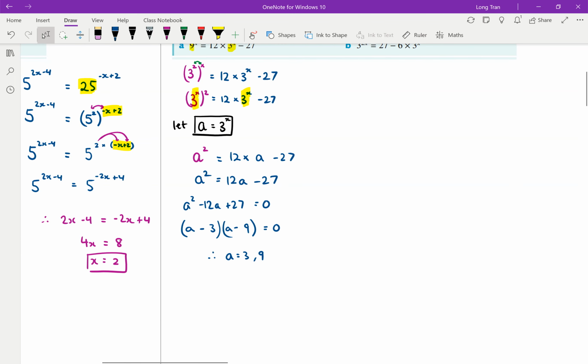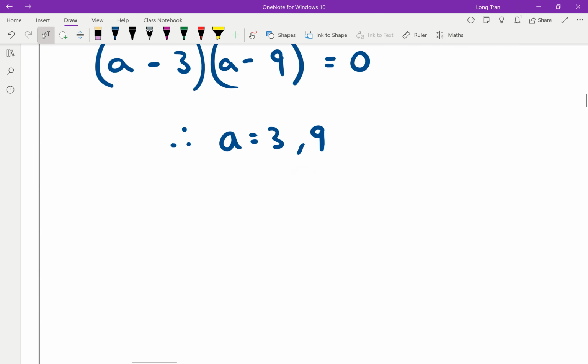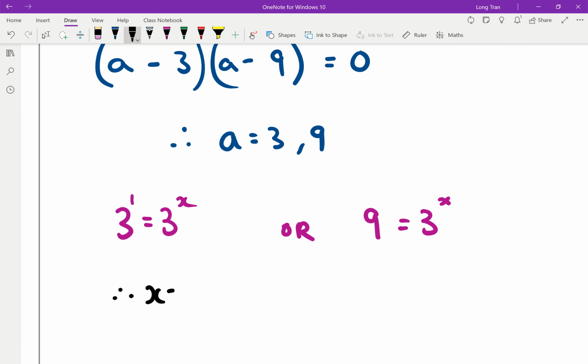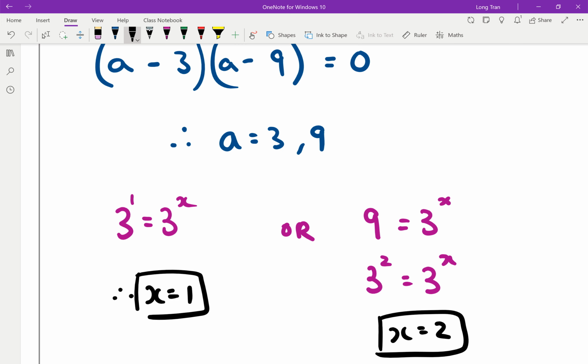Okay, now why is this special? Because you are now able to solve for a, but remember, what was a again? We said let a equal 3 to the power of x. So that means I have the scenario where a could equal 3, or a could equal 9, and again, a is 3 to the power of x. So now you can see, solving by comparison, that x is equal to 1, so that's one possibility. Or over here you can write 9 as 3 squared, and this is solving by comparison. Then we can say x is equal to 2.